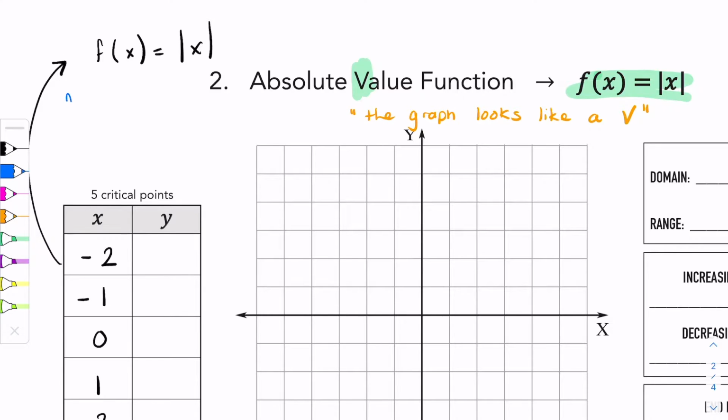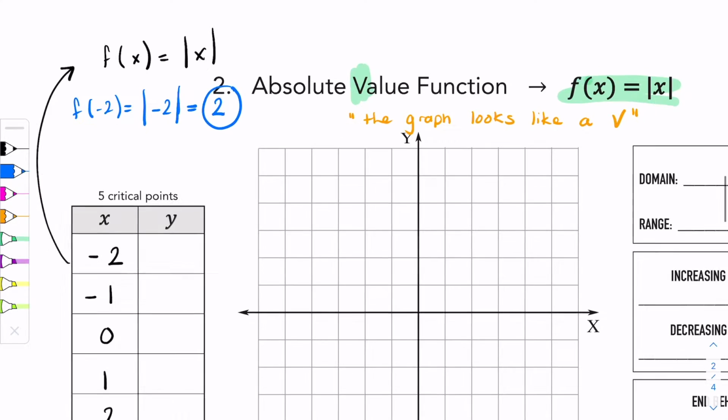Starting with negative 2, f of negative 2 is equal to the absolute value of negative 2. That's saying how far from 0 is negative 2, and the answer to that would be 2 units. So absolute value always produces a positive answer. F of negative 1 is the absolute value of negative 1. Your answer is 1.